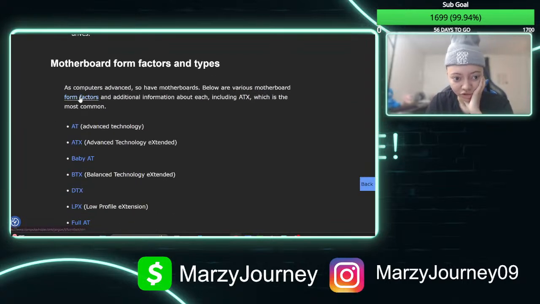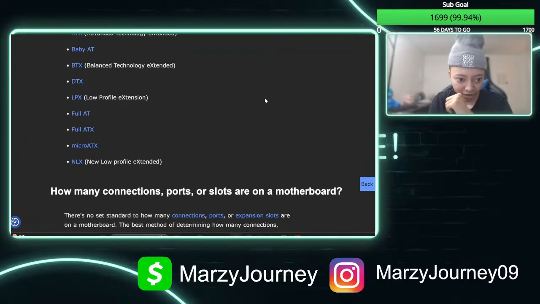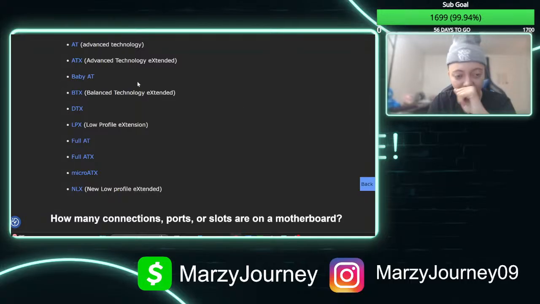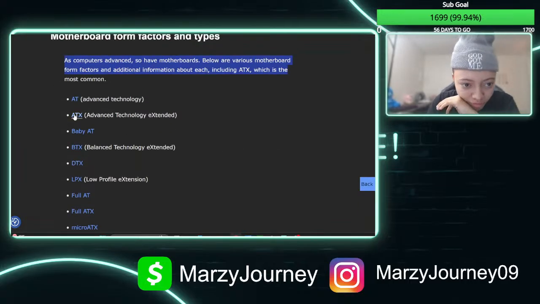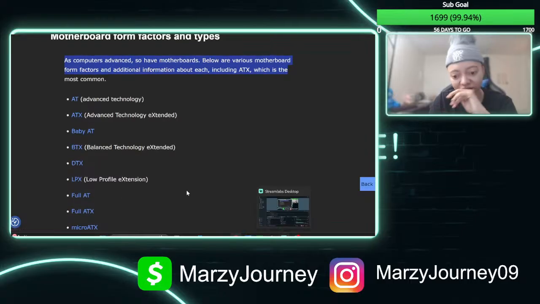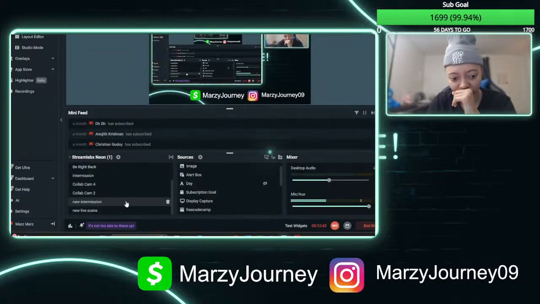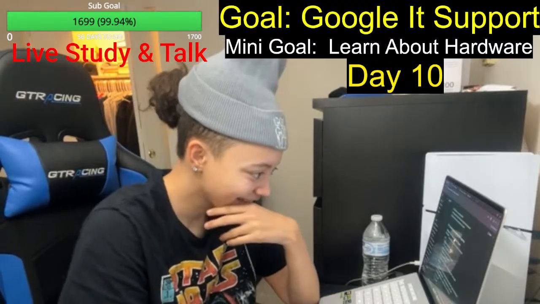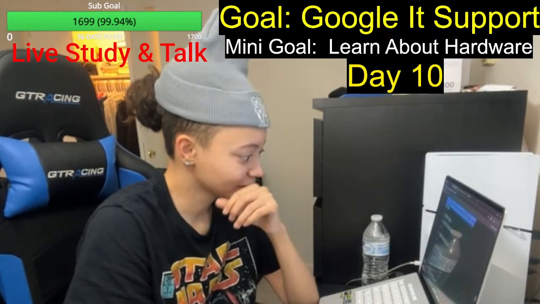So this is what I wanted to get into: components advanced, so motherboards. Below are various motherboard form factors and additional information about each one. And this is what I wanted to get into, because ChatGPT gave me, we came up with this idea. All I remembered though was ATX, and then I don't remember anything else. So what was I supposed to get into? Damn, I wish I had hotkeys so y'all couldn't see that I'm jumping to something else.